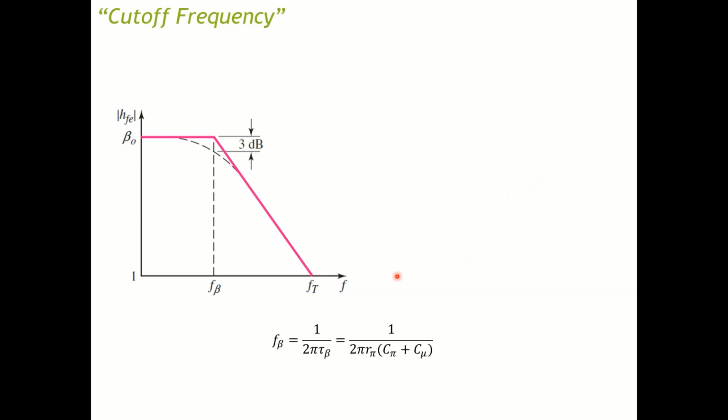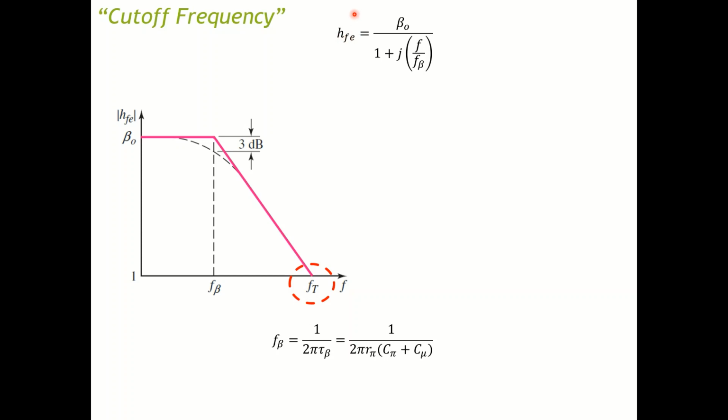Another frequency of interest today is the FT cutoff frequency. If you notice, this FT is basically where the current gain is equal to 1. This is where there's no more gain happening; the input current and the output current are equal to each other. So let's try to derive this FT cutoff frequency.